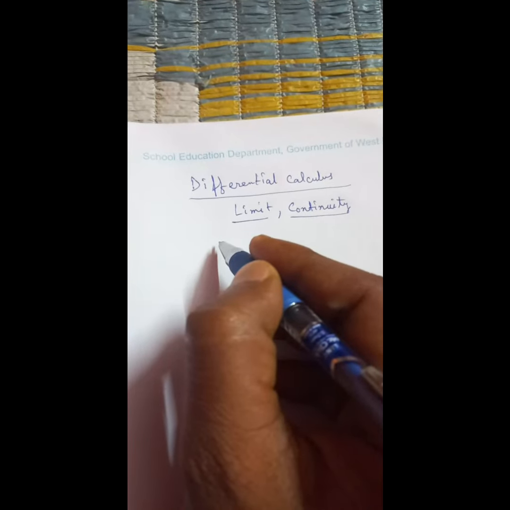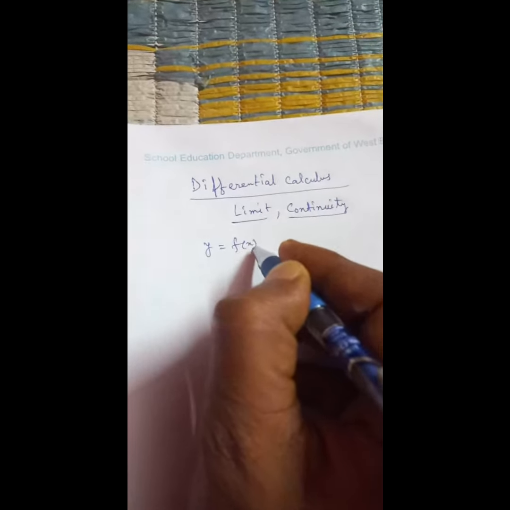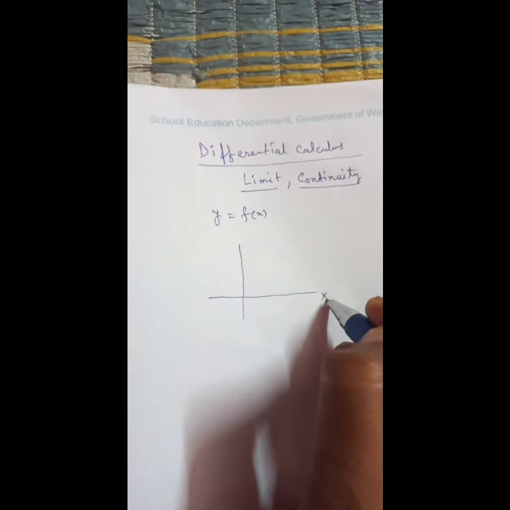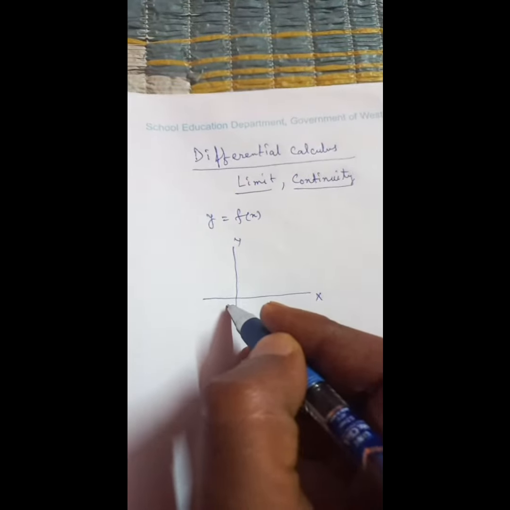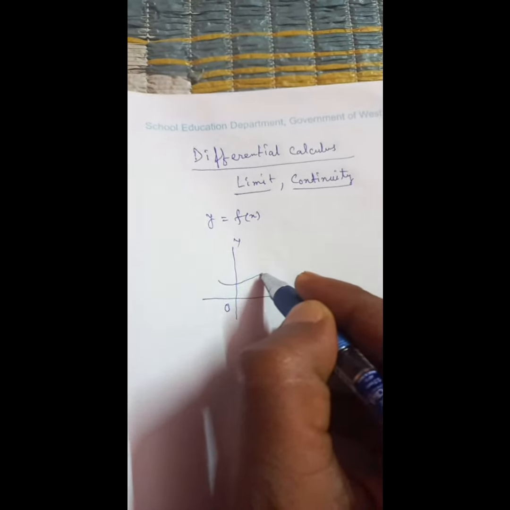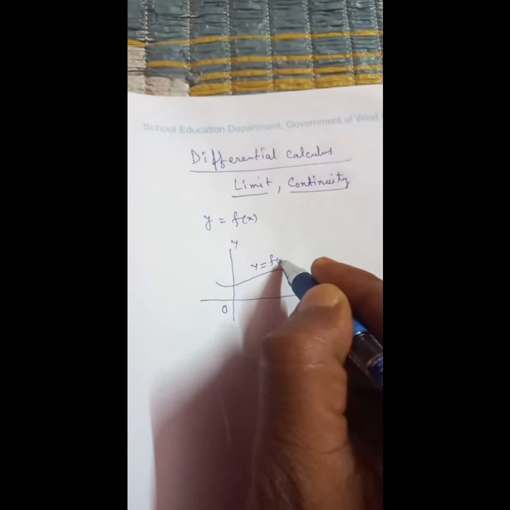So for this we have to take a function of any variable x. So take a function y is equal to f(x). Now, if we take a Cartesian coordinate x-axis and y-axis, with origin at O, and this is represented by this curve y equal to f(x).